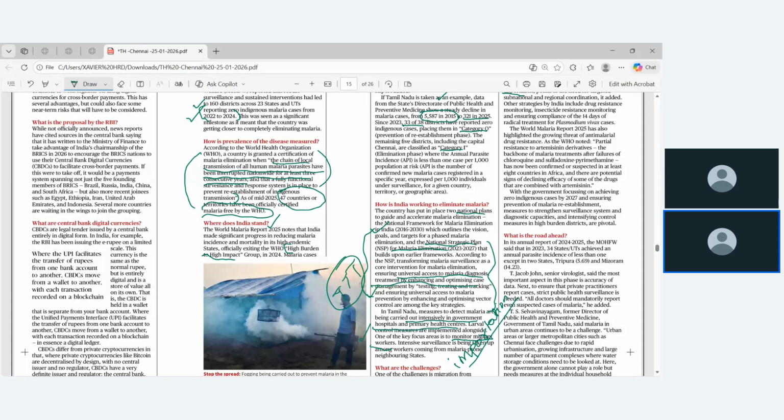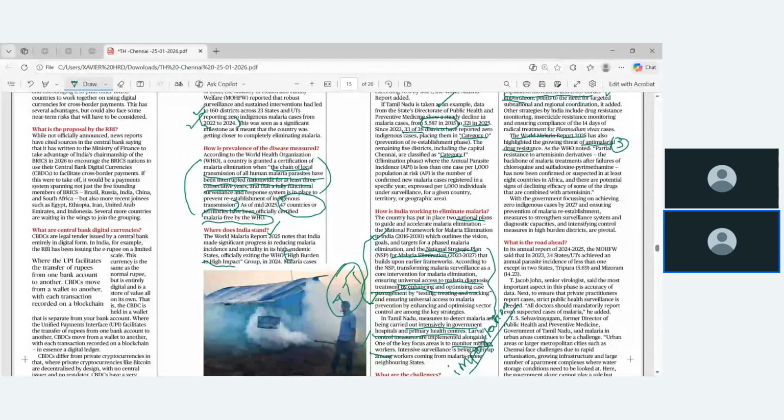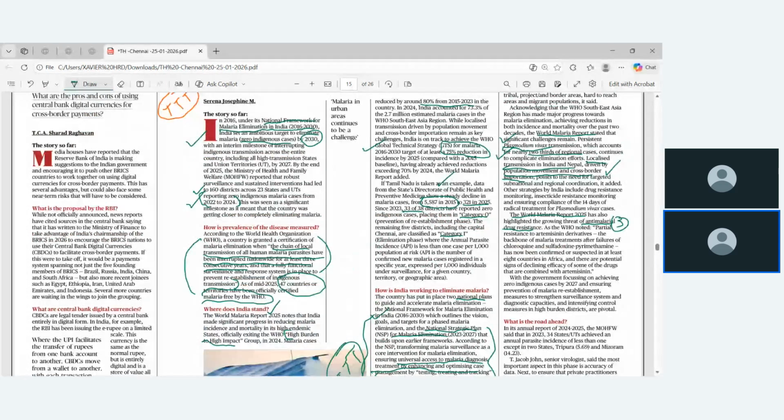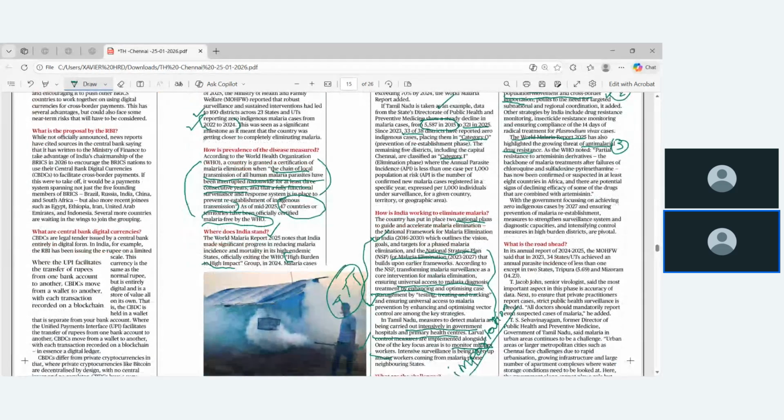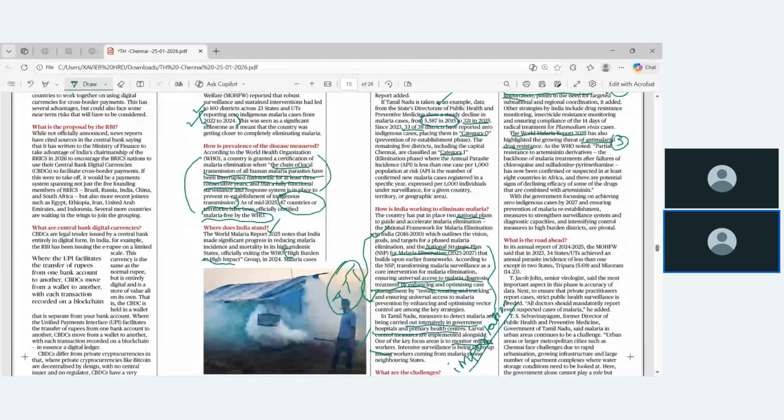Apart from that, the World Malaria Report highlighted the growing threat of anti-malarial drug resistance. This is the third reason. So the first reason is the persistent transmission of the Plasmodium vivax parasite. The second is importation and localized transmission because of population movement. And the third is anti-malarial drug resistance. These are the challenges.